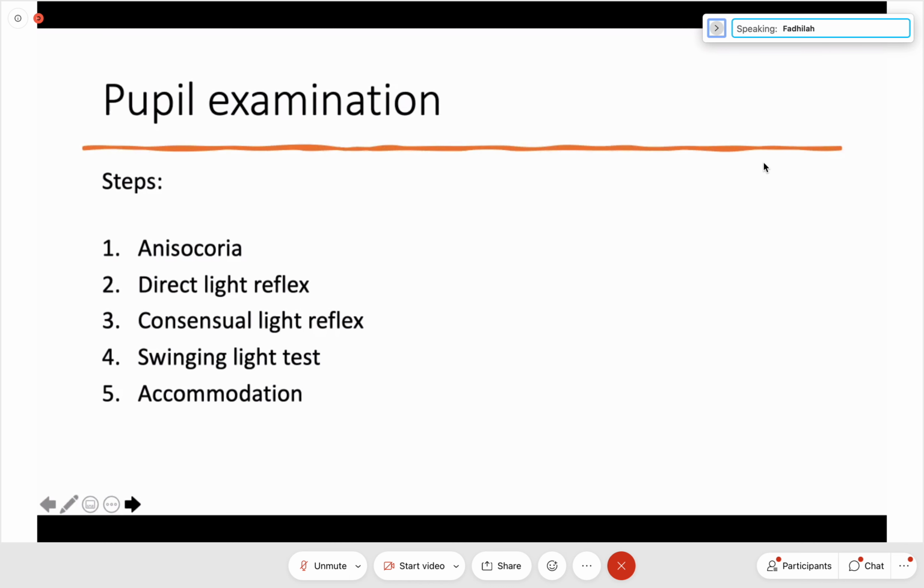The first one is checking for anisocoria. Second is the direct light reflex. The third one is the consensual light reflex. Next is the swinging light test, and finally accommodation.